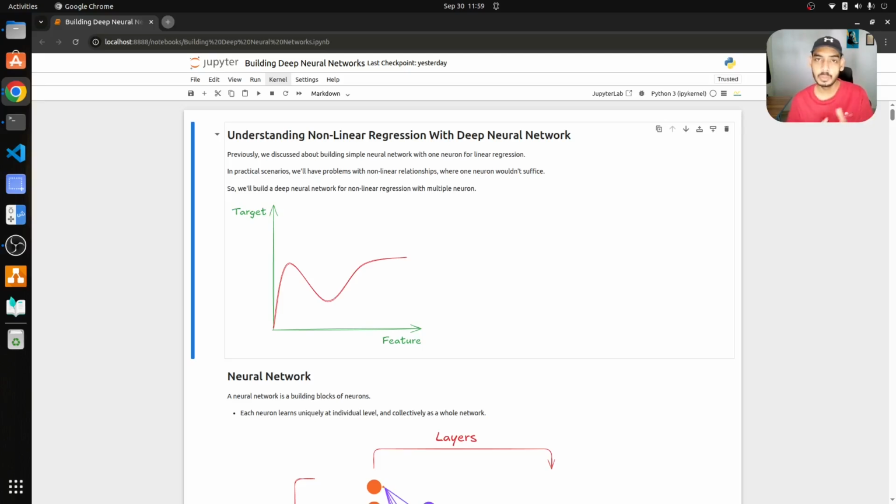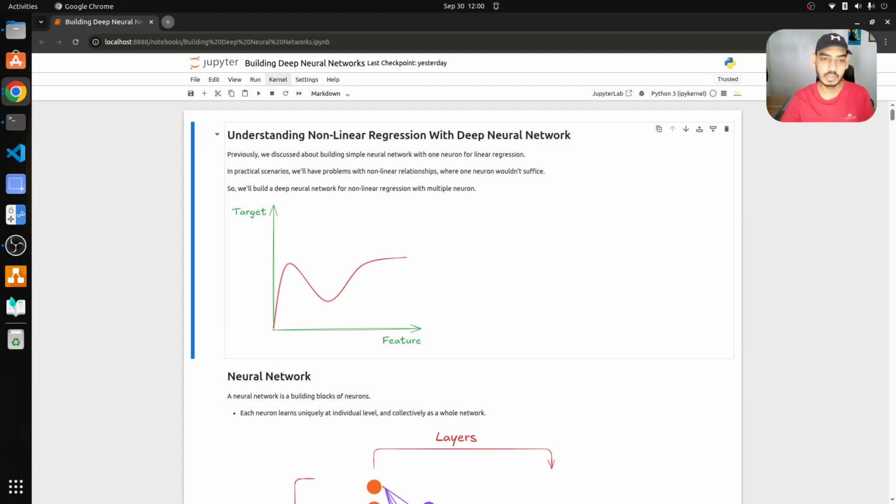In this video, we'll be continuing with our series on visual introduction to deep learning. Previously, we were talking about how to build a neural network with a single neuron, and that was for a specific use case for linear regression. Now we'll move ahead and talk about non-linear regression, because most of the practical scenarios that we see in industry contain a non-linear relationship between the features and the target. So we want to understand that with the help of deep neural networks.